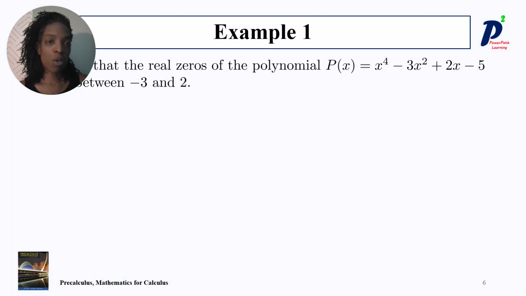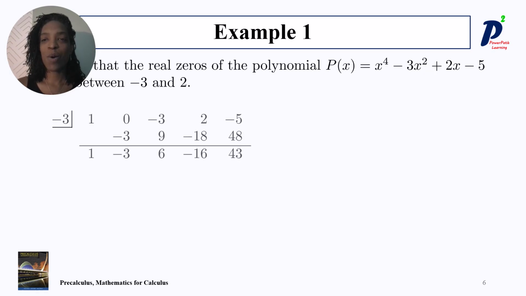For our first example, we need to show that the real zeros of this polynomial are between -3 and 2. So essentially, we want to prove that -3 is a lower bound and 2 is an upper bound. Pause the video and perform synthetic division using x equals -3 and x equals 2, and restart when you're ready, and we'll analyze the results together. I will show it now.